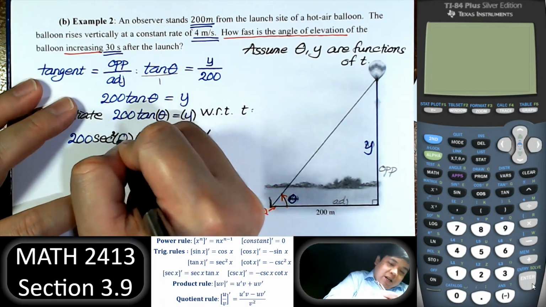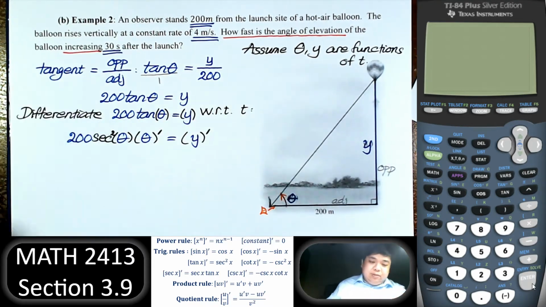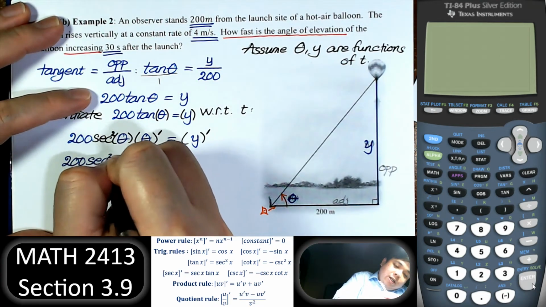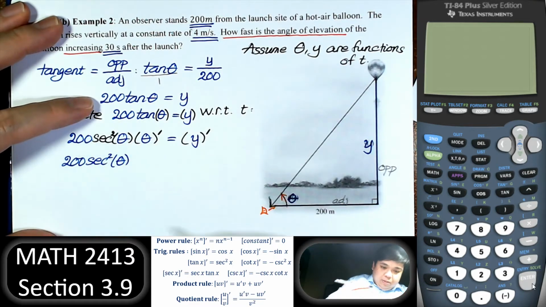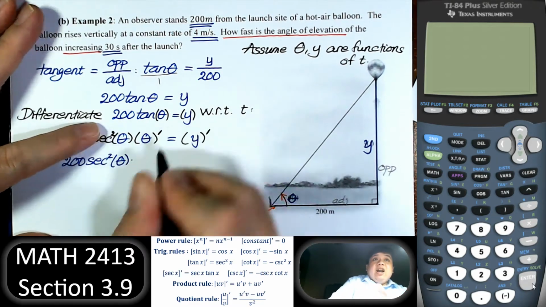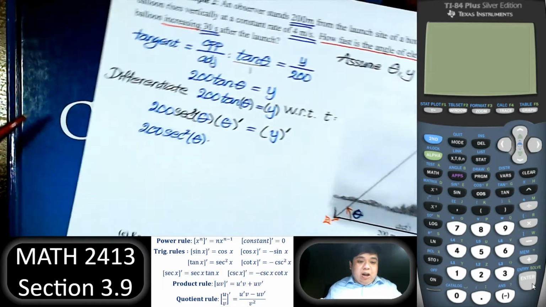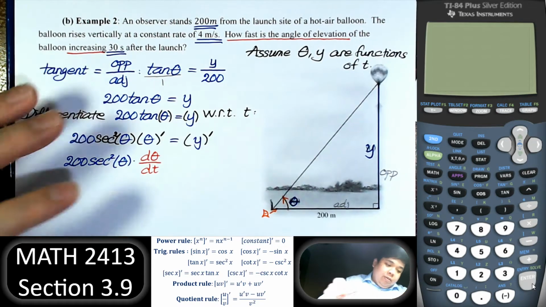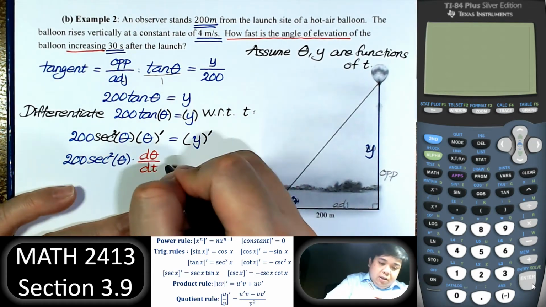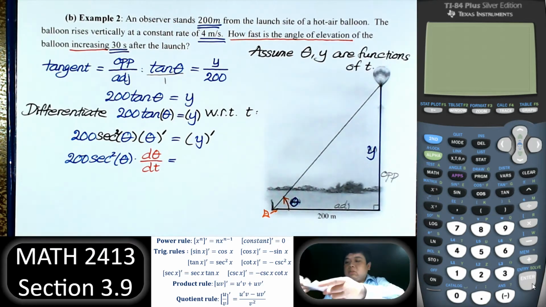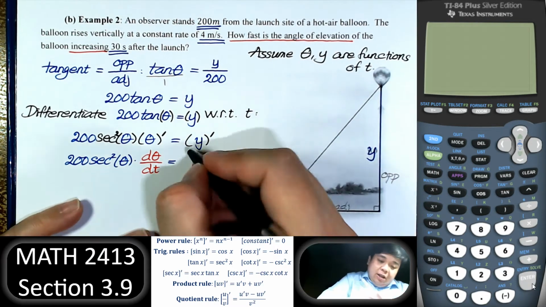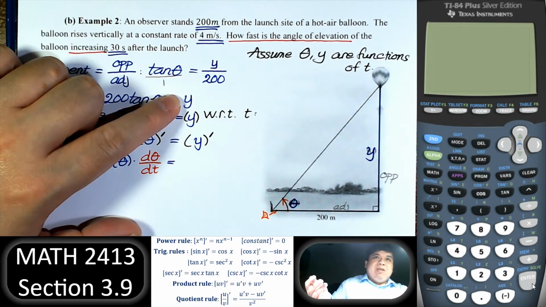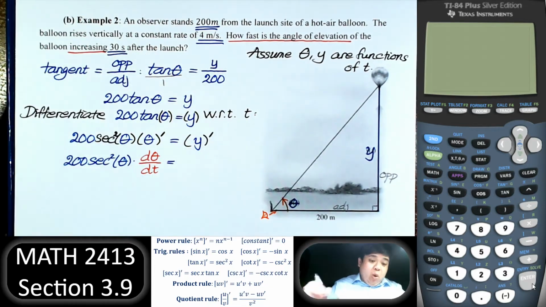Right, now theta and y. So we have 200 secant squared of theta, times the derivative of theta with respect to t, so we write d theta over dt. And then on the right-hand side we just have y, and the derivative of that with respect to t is obviously dy over dt.